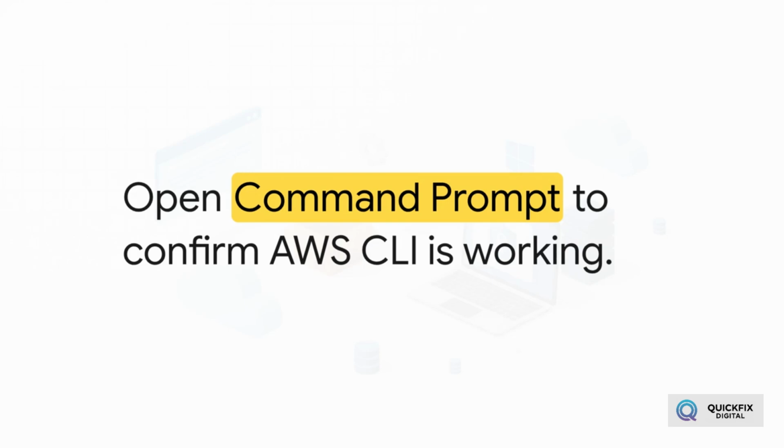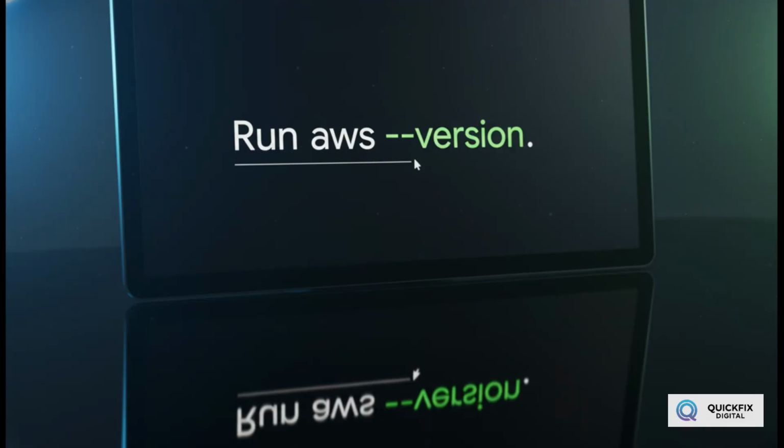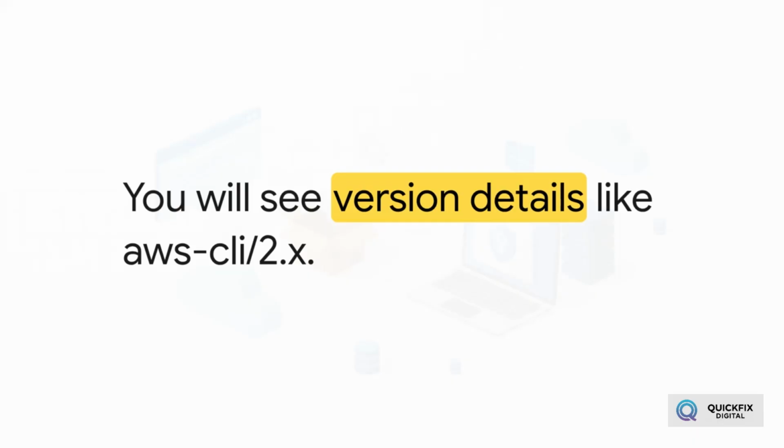Go ahead and fire up your Windows command prompt. Type AWS --version and hit Enter. This proves Windows actually sees the tool. Boom! You should see your version details, like AWS CLI 2.x, right on your screen.